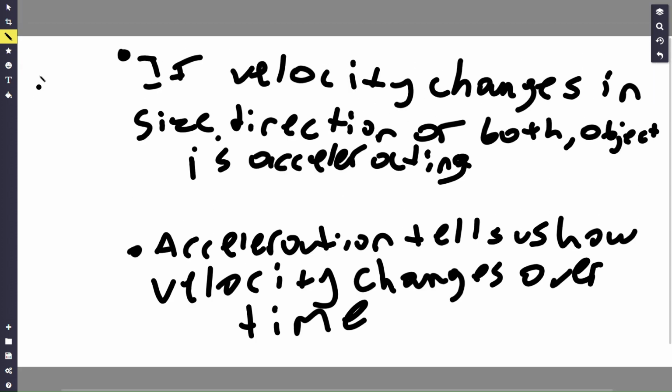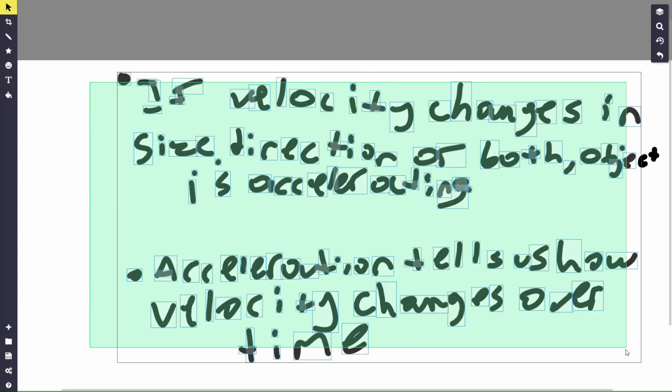And understanding the difference is essential before moving on to kinematics equations and motion problems in grade 11.